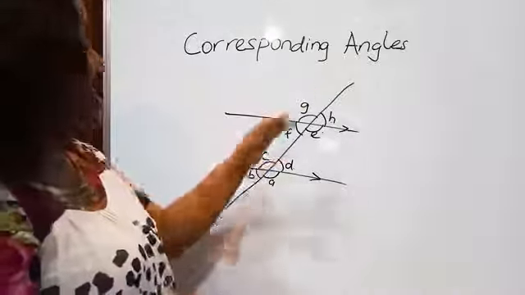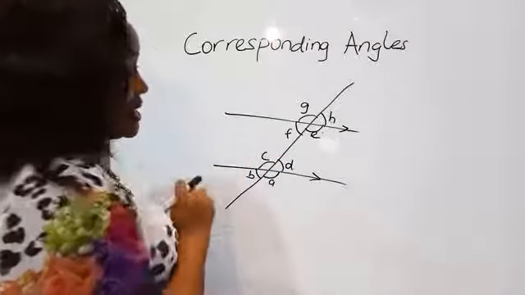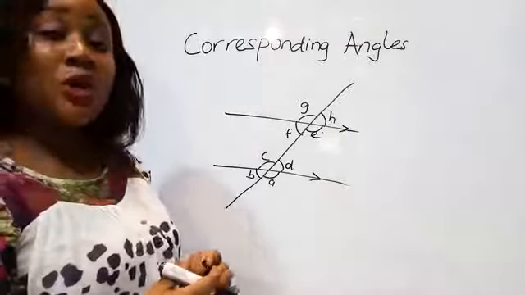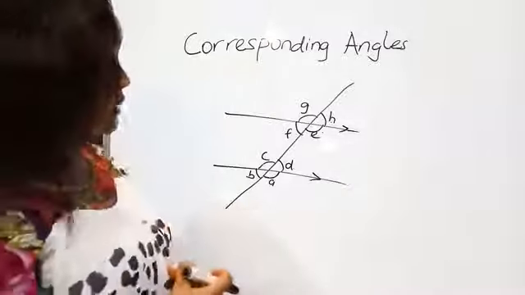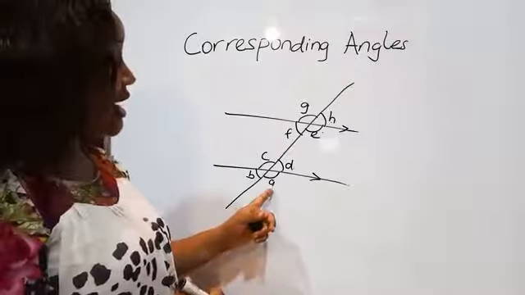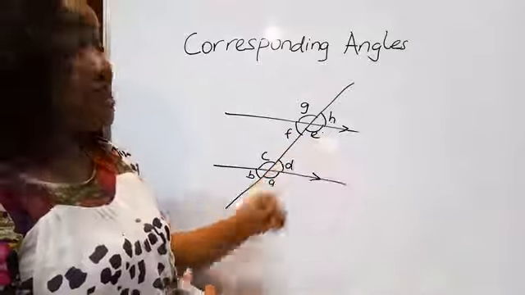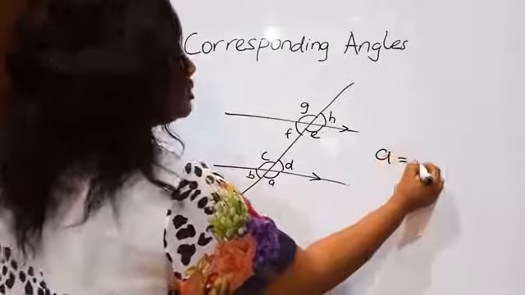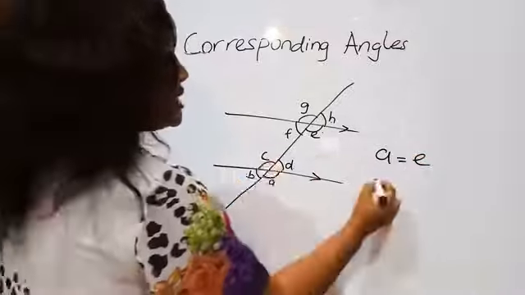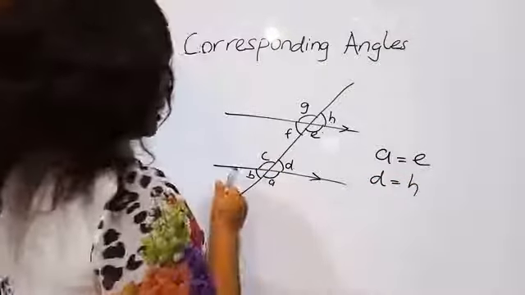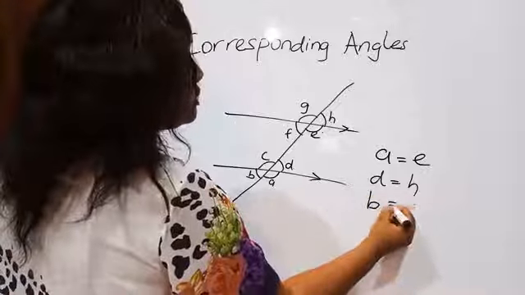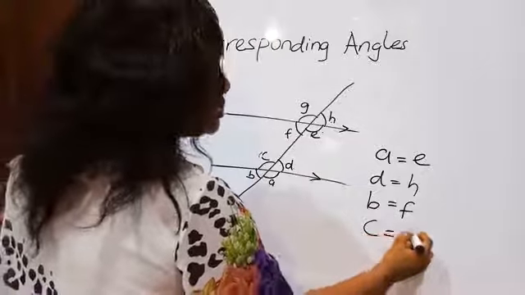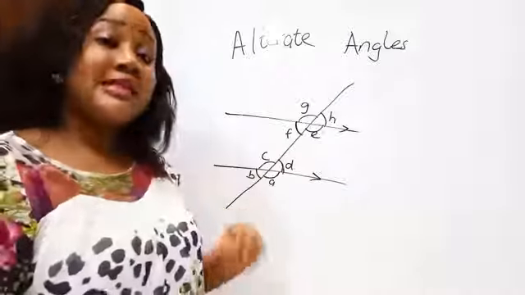Now, when a transversal line cuts across parallel lines, some angles are formed. Now, those angles are called corresponding angles, and that's what I want to explain now. You have angle A equals angle E because they correspond with each other. So you have A equals E, you have D equals H, you have B equals F, and you have C equals G. Let's talk about alternate angles.